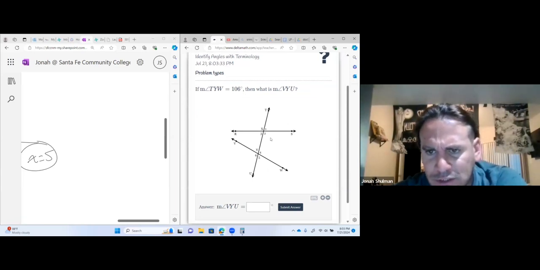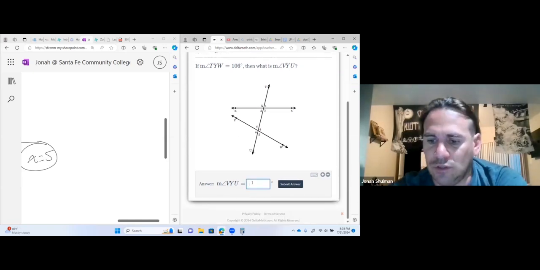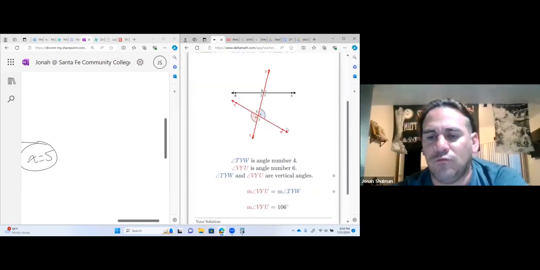So 106 degrees, 106 is T, Y, W. So that's 4. T, Y, W, that's 106. And if they want V, Y, U, T, Y, W, oh, they're vertical angles, so they're a match. So this one's also 106 degrees. Perfect. They wanted Y, it'd be a 74.